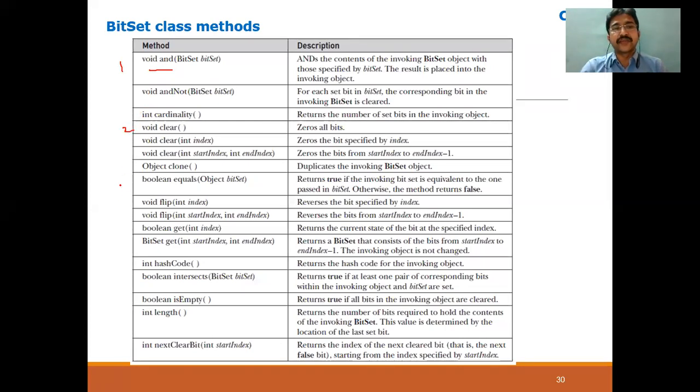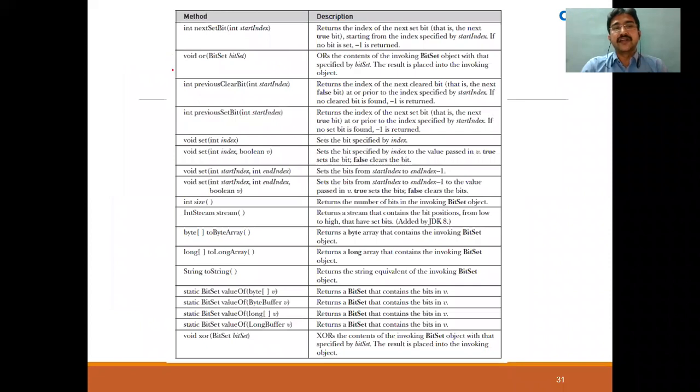Next method you are going to be making is equals. Next method we can get is get the value. Next method we can make is intersects. Next method is we can calculate the length. And next method we can consider is OR. Next method we can perform is set, we can set the values of this one. Next method we can perform, for example, size. Next method we can perform XOR.